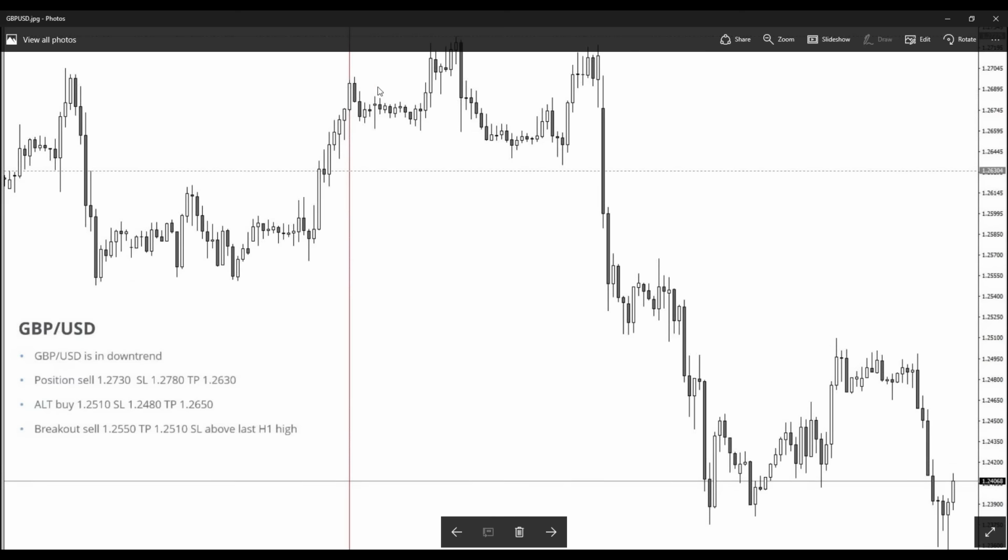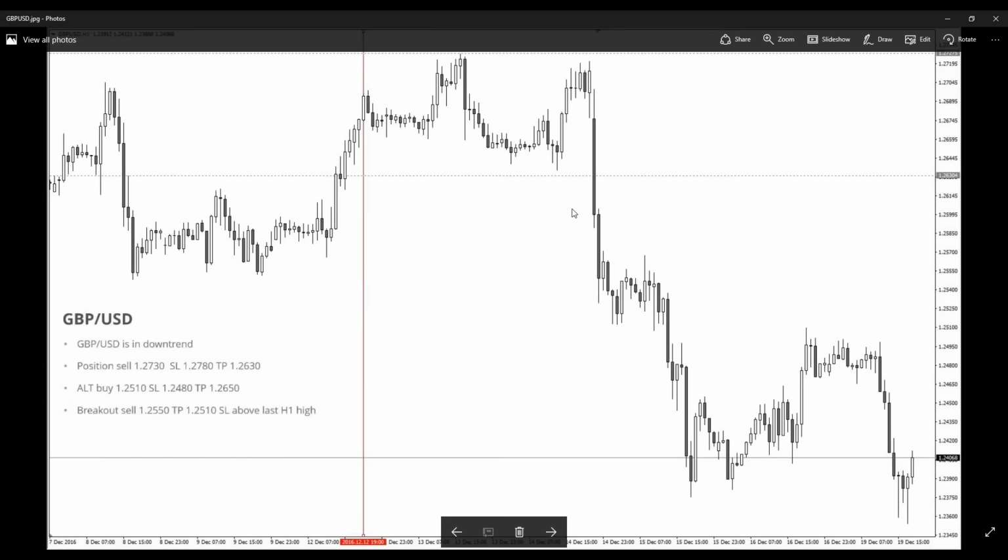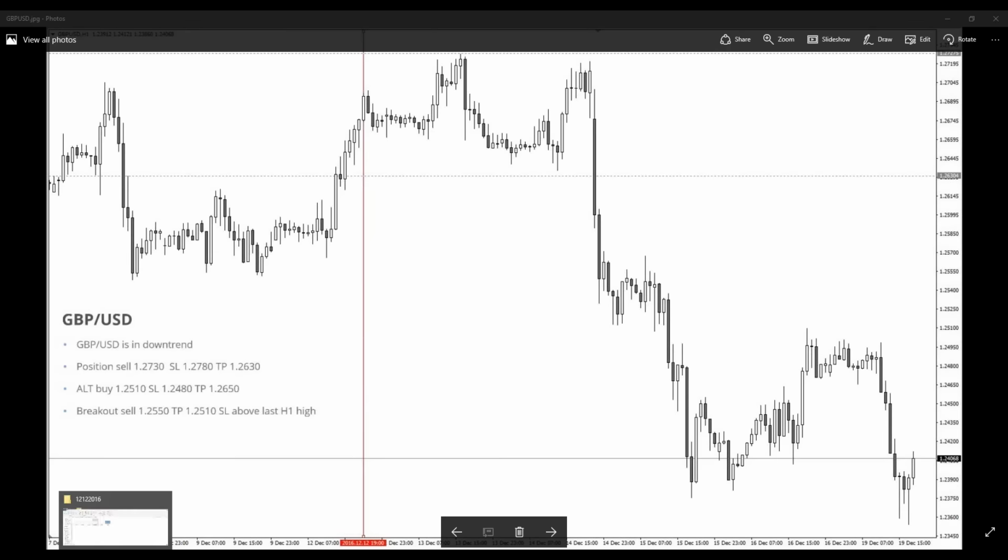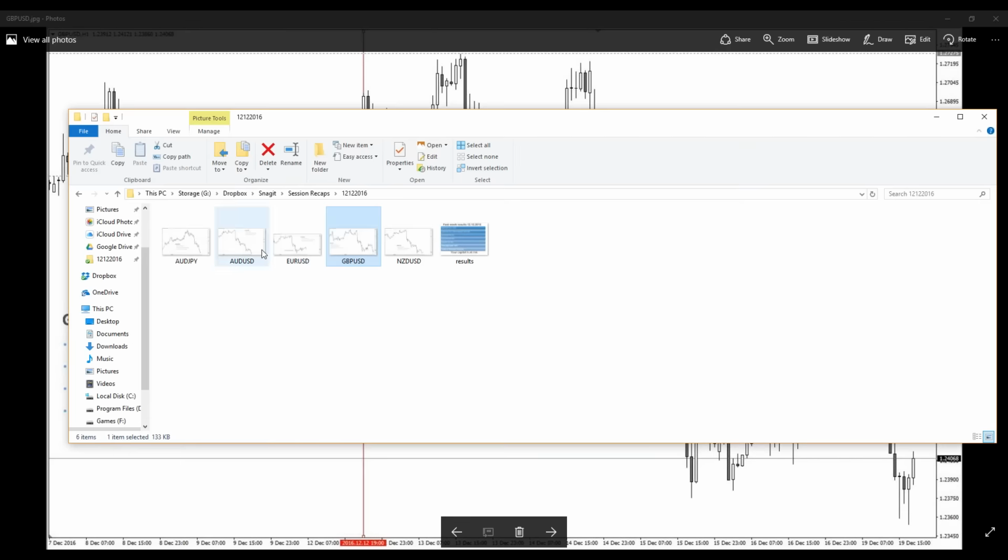So Euro Dollar, huge win, 200 pips, but let's say 300 pips for people who traded, but the actual result was 200, 100 here. And okay, now let's move on to Australian dollar.